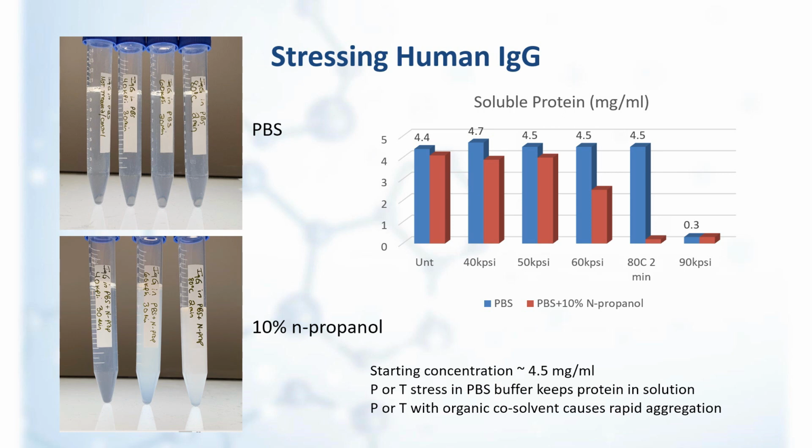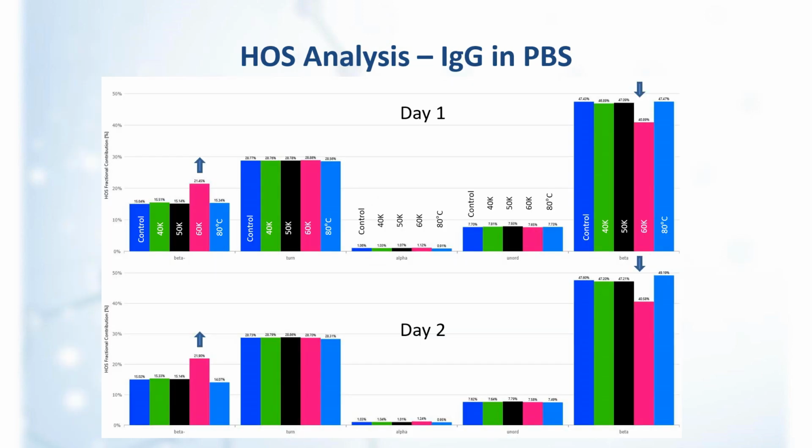Remaining samples were analyzed in the RedShift biosystem. Although all proteins remain in solution, the 60,000 psi treatment of IgG in PBS resulted in a significant, about 6.5 to 7% conversion of the parallel beta sheet content into the anti-parallel beta sheet. This conversion is a good indication of initial stages of aggregation. However, thermal treatment at 80 degrees Celsius resulted in no noticeable structural change. Observed changes remained very consistent for 2 days after the treatment.